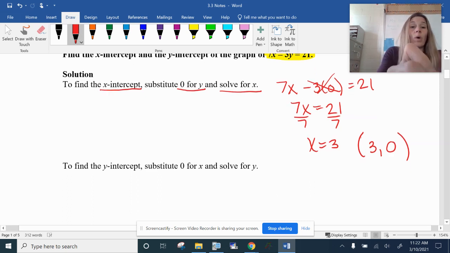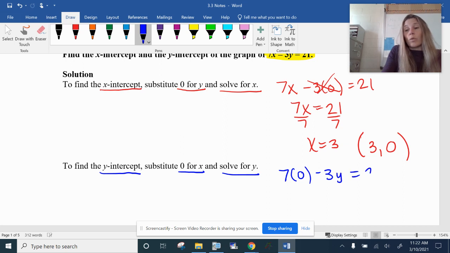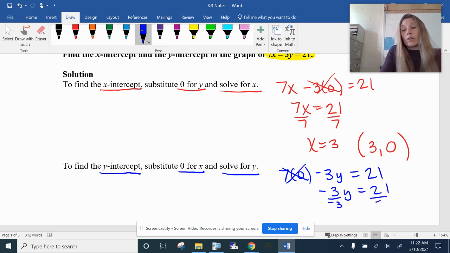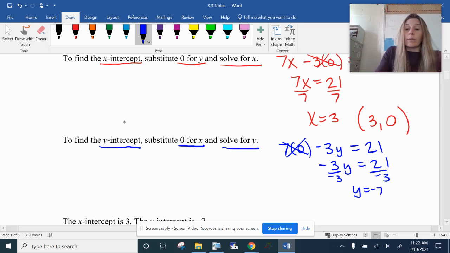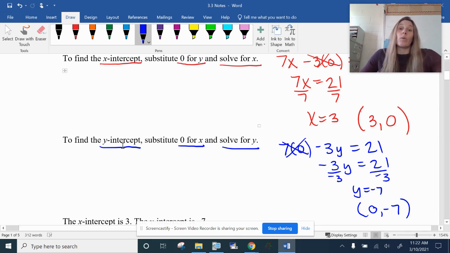Now, when we go to find the y-intercept, we would substitute 0 for x and then solve for the y. So this time we would put the 0 in for the x, which of course would cancel out this first part, leaving us with negative 3y equals 21. Then we would finish solving for y, and we would get negative 7, which would make this intercept (0, negative 7). So now we have 2 points that we can graph on a coordinate plane, and if we draw the line through those points, then that would be the graph of our line.